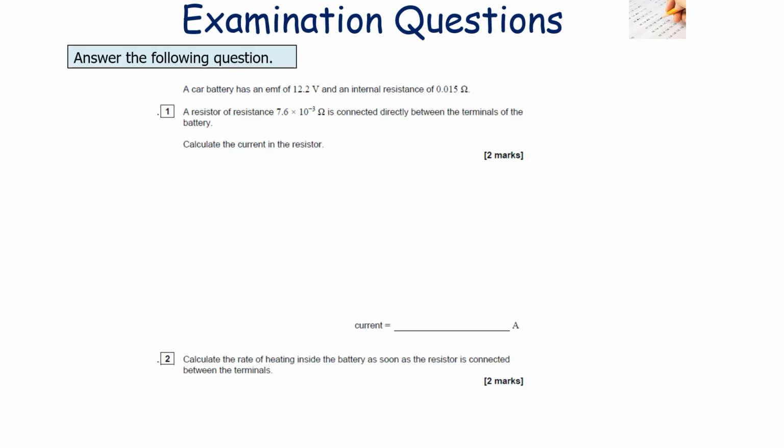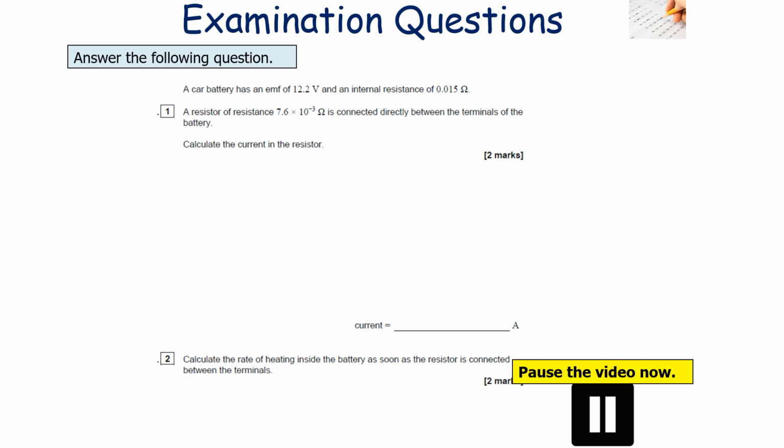Our next question says a car battery has an EMF of 12.2 volts and an internal resistance of 0.015 ohms. A resistor of resistance 7.6 times 10 to the minus 3 ohms is connected directly between the terminals of the battery. Calculate the current in the resistor, then calculate the rate of heating inside the battery as soon as the resistor is connected between the terminals. So pause your video now, then unpause the video when you want to go through your answer.